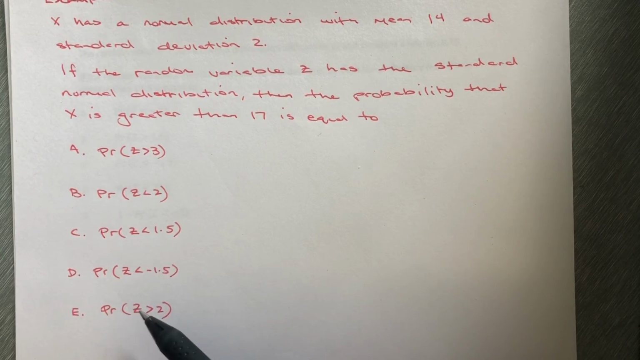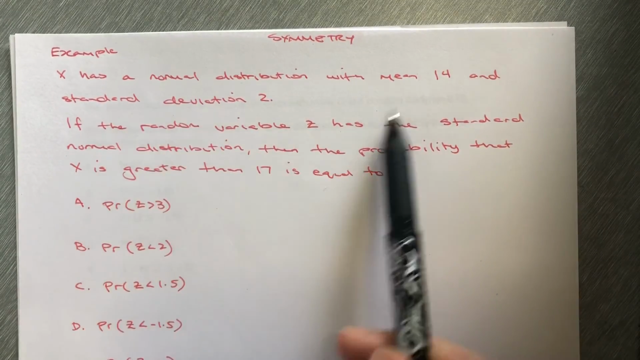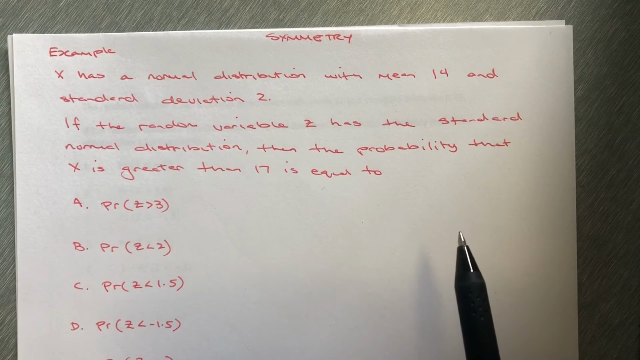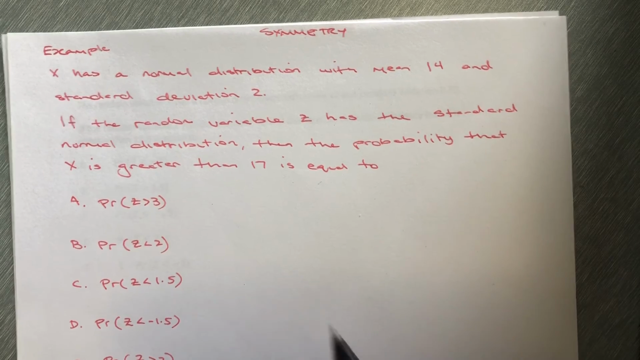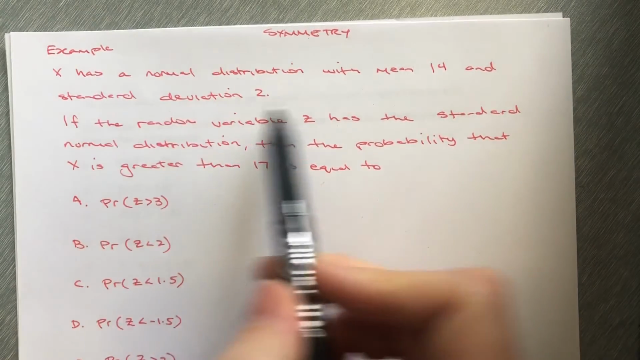So we're going to have to compare the distribution that it talked about at the start to the standard normal, which is Z. So again, make sure you're drawing these things. I'm going to draw this distribution.